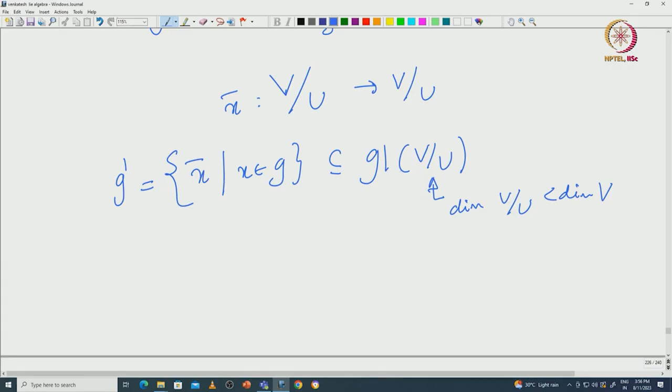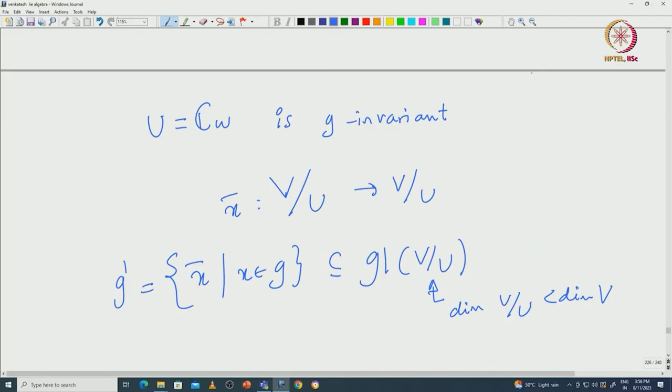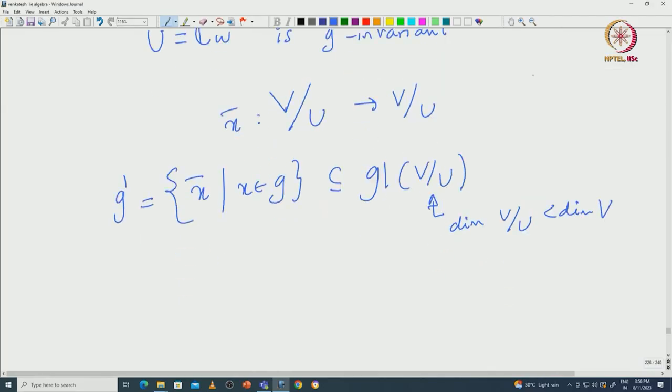Now by using induction you get a basis of V mod U, with respect to which each element of G dash is represented as an upper triangular matrix. Now, if you take that basis of V mod U and then add this element w to it, then you get a basis of capital V. Then it is not hard to prove that with respect to that basis, each element of G will be represented as an upper triangular matrix. I will leave you to check all those things.